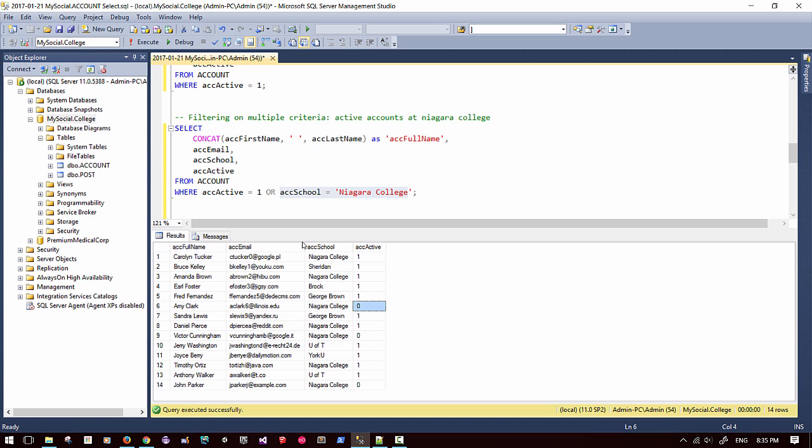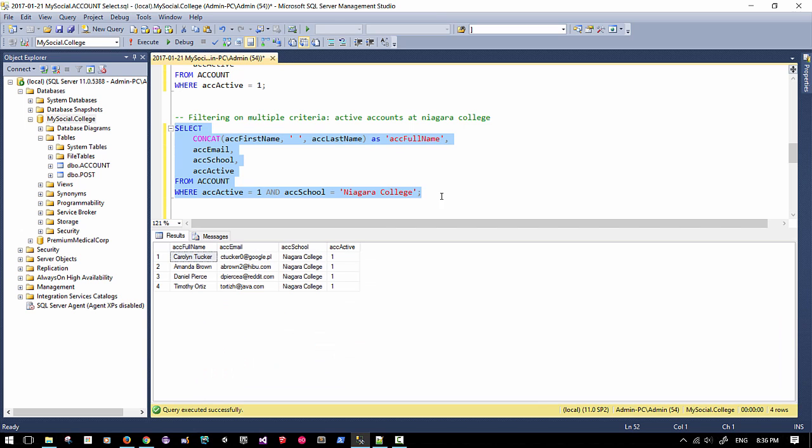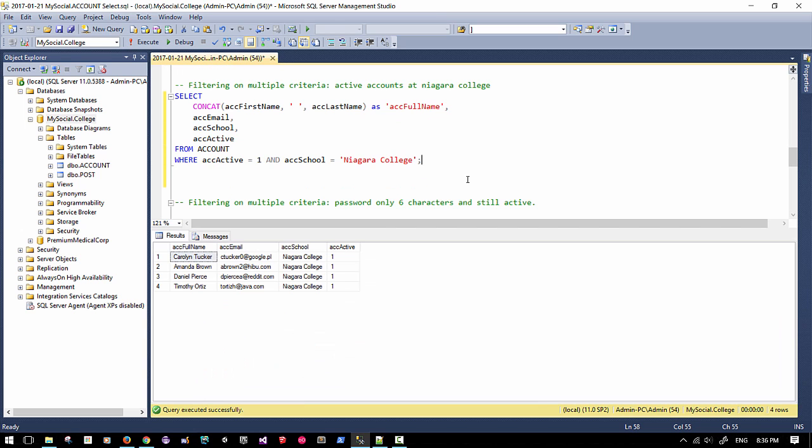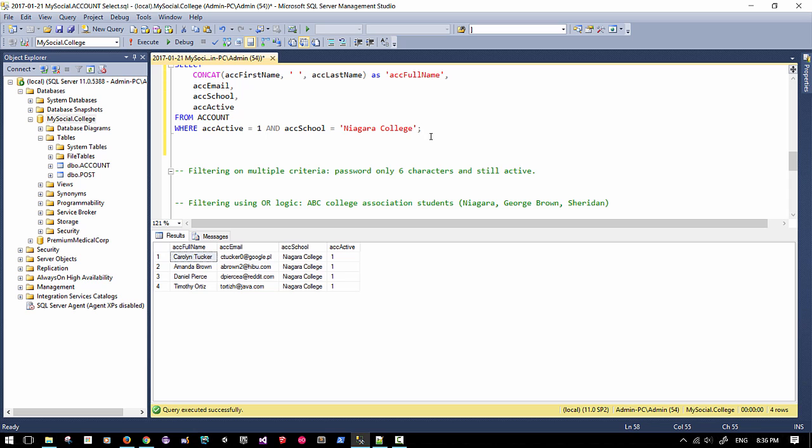So you gotta be thinking about what's going on. The way the SQL engine works is it does your where criteria one record at a time. So if you want it to be both, you have to use and. If you want it to be either, you have to use or. Seems obvious, but you'd be surprised. It's really easy to make that mistake.